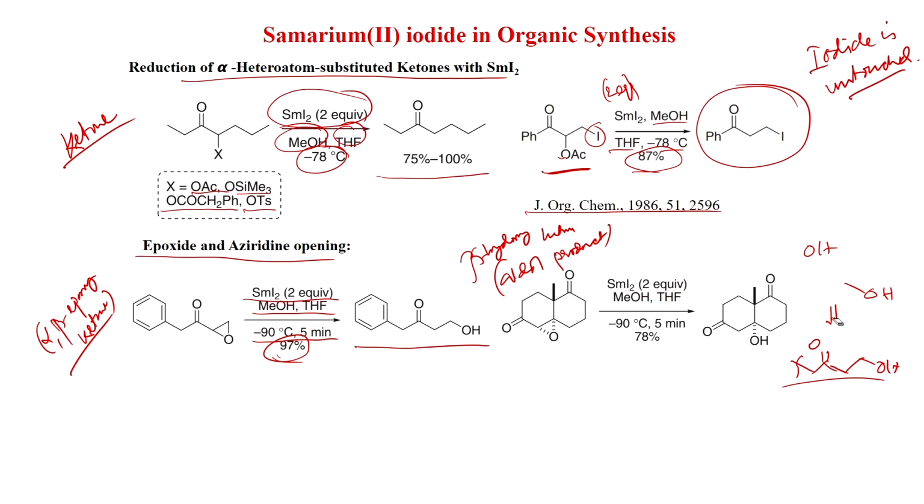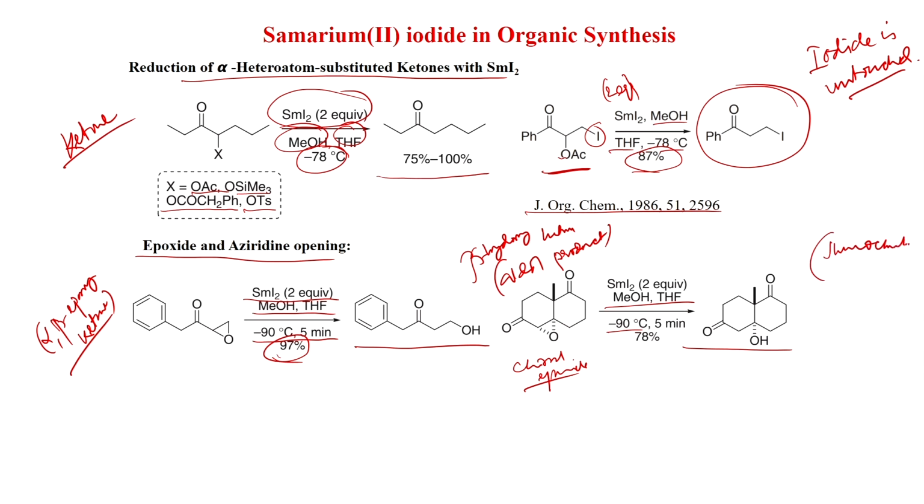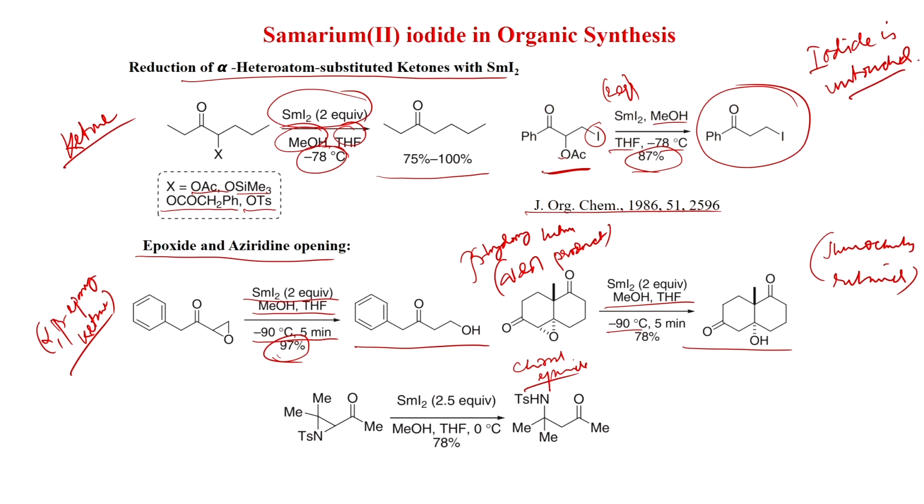Similarly, if you have a chiral epoxide, so with a chiral epoxide also you can get this product, that is the beta hydroxy ketone. So, this is a chiral epoxide. Here also samarium iodide, methanol, THF condition, minus 90 degree centigrade, you generate this. So, this is also chiral. So, this stereochemistry is retained, stereochemistry retained. So, this is very important that a chiral epoxide can also open under this condition.